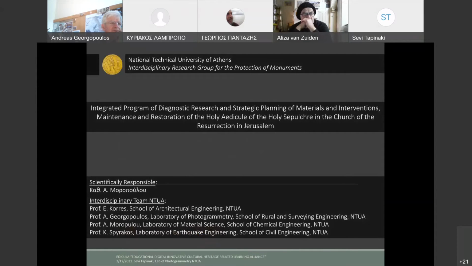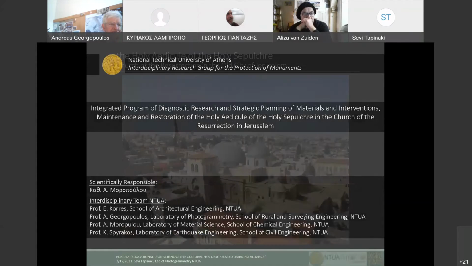The rehabilitation project of the whole Edicula was carried out by the interdisciplinary research group for the protection of monuments of the National Technical University of Athens.